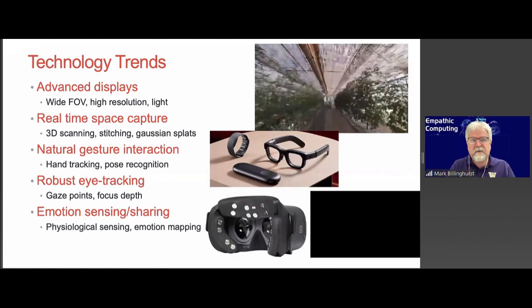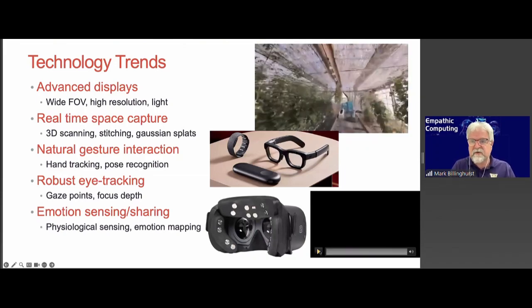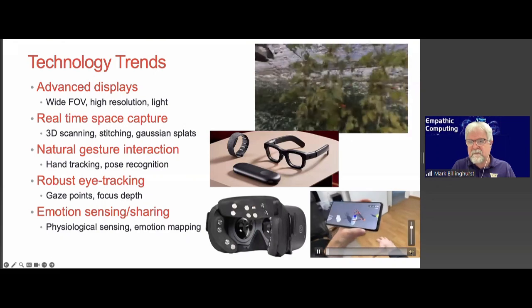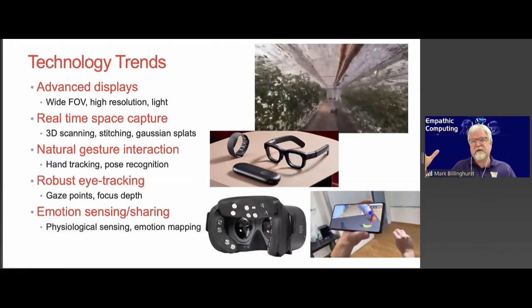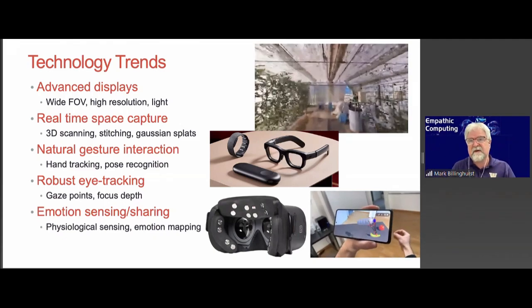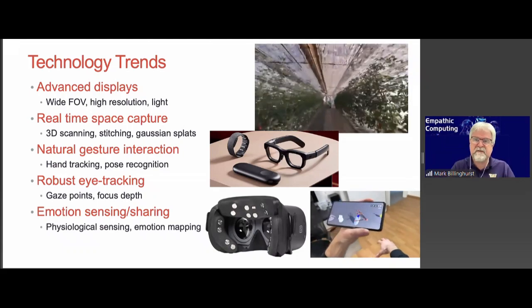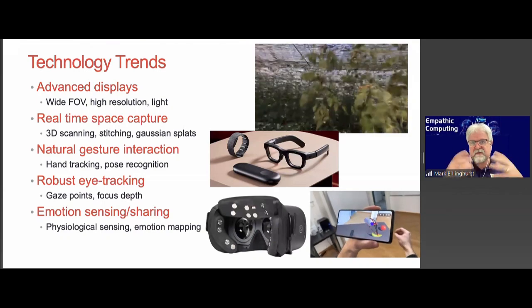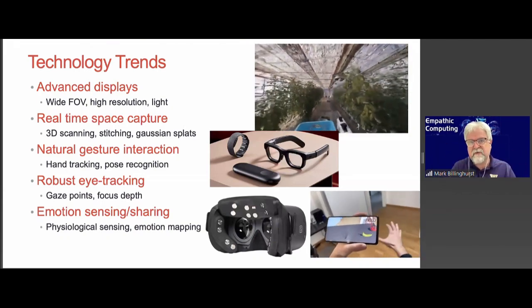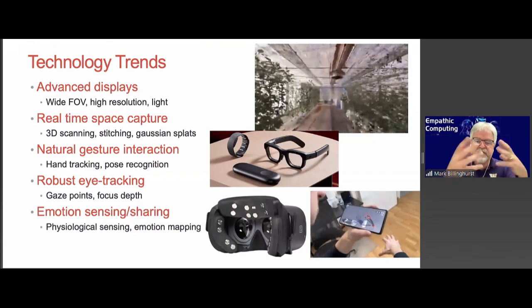So just to wrap up, we can see there are a lot of technology trends happening in this space. At the top there, for example, is an example of a Gaussian splat, and we've got technology now that can create almost photorealistic 3D spaces from camera views. We've got very advanced displays. You can see there the Meta Orion display that will come to market in a couple of years' time. It looks like real glasses, but can provide an AR VR experience. We've got natural gesture interaction, eye tracking, and then also emotion sharing.